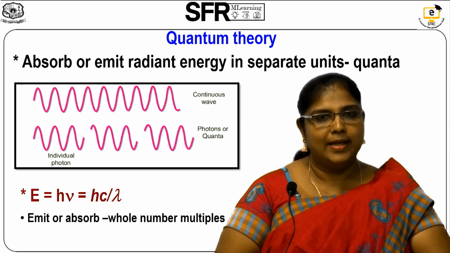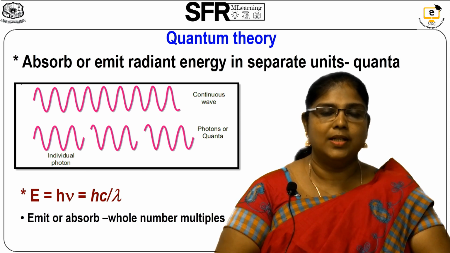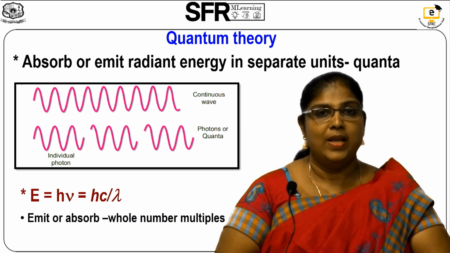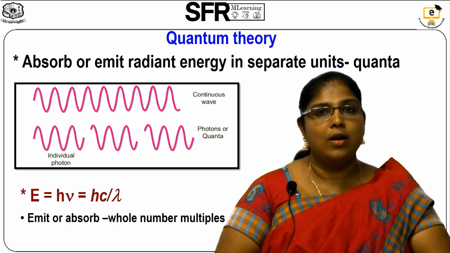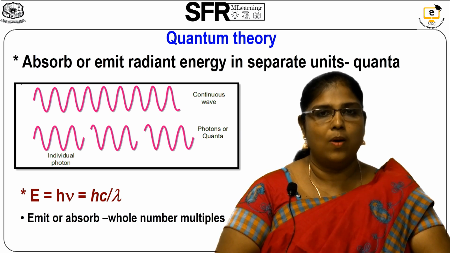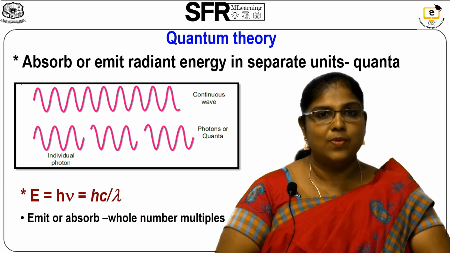Max Planck found that classical physics is not sufficient to explain the black body radiation, and so he used quantum theory to explain it. There are three postulates for this quantum theory. A black body emits or absorbs radiation in small packets called quanta. You can see in this diagram that the first curve is continuous and the second one is discrete, discontinuous here and there, and these are called photons.